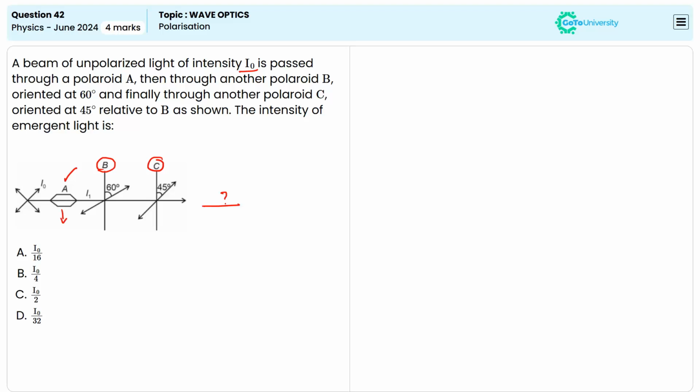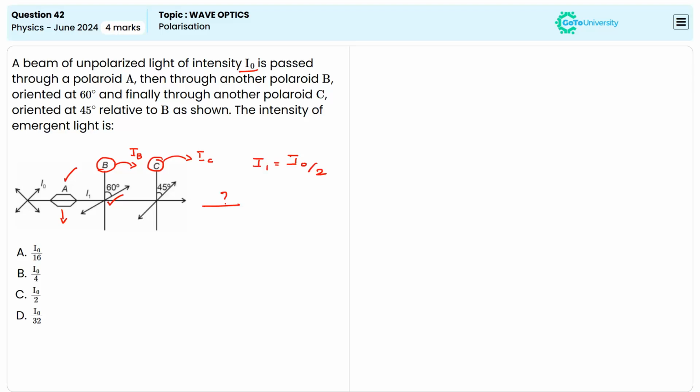But when we are checking Polaroid A, there is no angle difference. So we can say the value of I1, the light coming out of Polaroid A, will have an intensity of I naught over 2. Similarly, the light coming from B will have intensity IB, and from C intensity IC. But in Polaroids B and C, there is some angle.